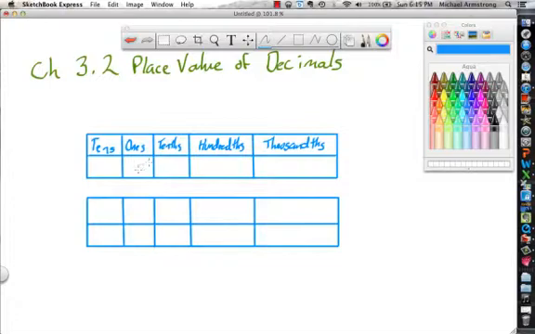If we give you a number like 2.345, this is 2 ones, 3 tenths, 4 hundredths, and 5 thousandths. You might read this number 2.345, or you might read it 2 and 345 thousandths. That would be the best way to read it if you're just going to see the number and read it to somebody.